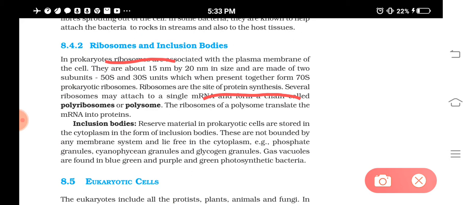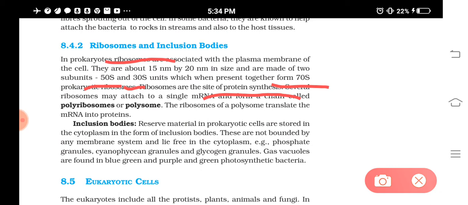So ribosomes are the organelle which are also present in where? In the prokaryotes, but the prokaryotic ribosomes are different from that of the eukaryotic one. In prokaryotes, the ribosomal subunits are 50S and 30S, and when they are present together, they form 70S. S is actually a sedimentation coefficient, and its unit is Svedberg. So only its short form we are writing as S.